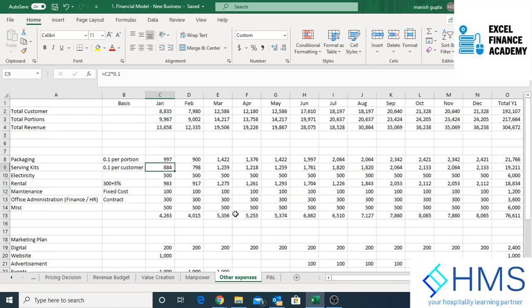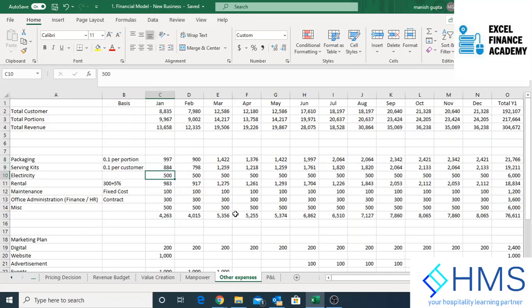Some of the expenses may be related to the customers served, some may be related to the portions, some may be related to the revenue in some way. For example, packaging may be based on the portions, how many portions we are packing. So we assume $0.1 per portion. That's how we get the total cost. Serving kits, maybe it's by customer, so we get a by-customer cost.